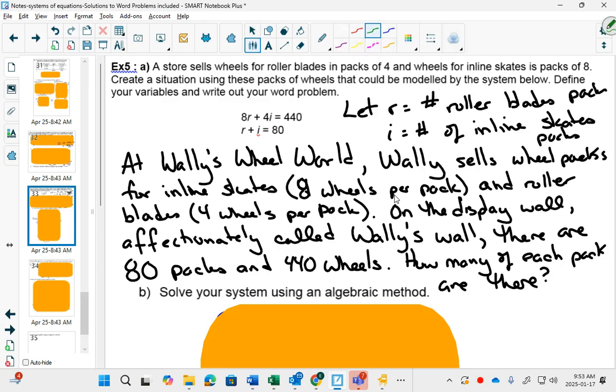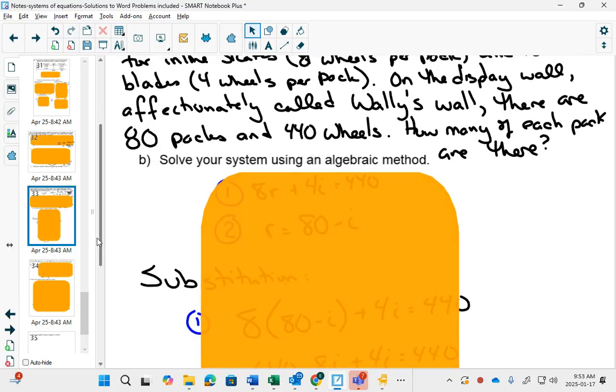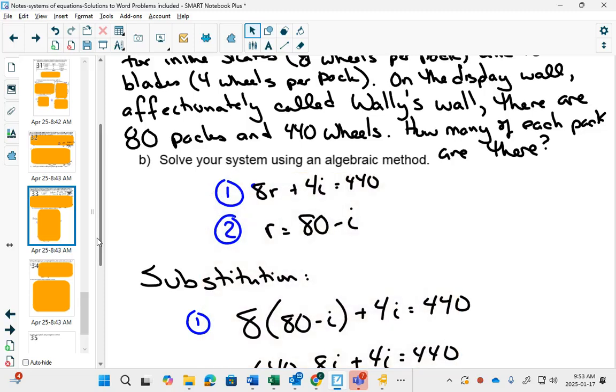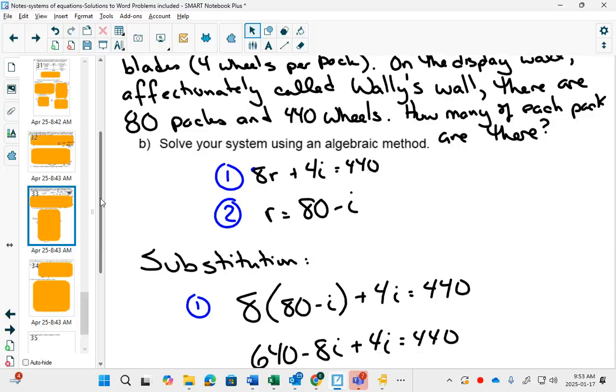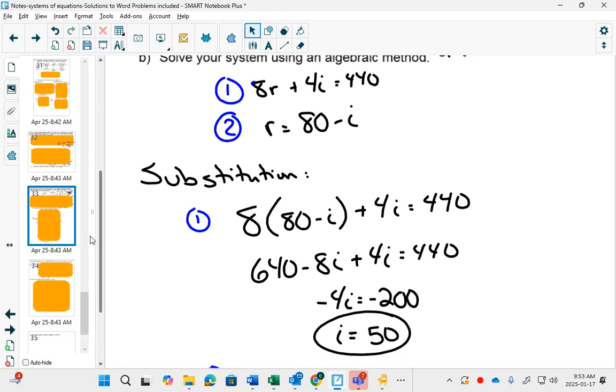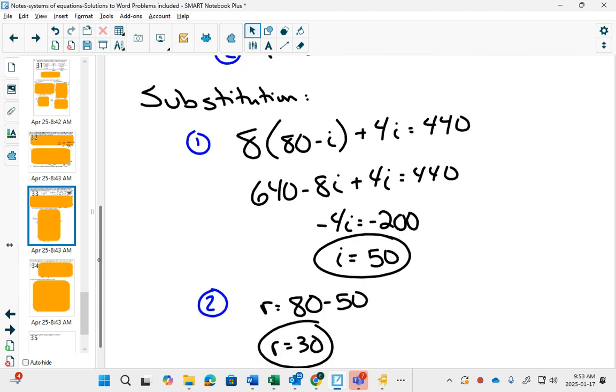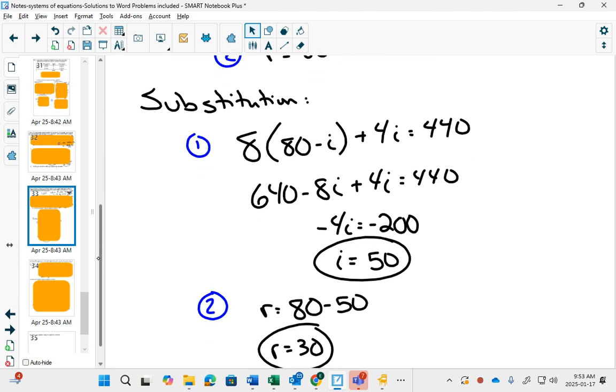And technically, if we wanted to correct this, all we'd have to do is put arrows here and somehow make R the inline skates and I the roller skates, but that's really confusing that the letters are mixed up. So we'll pretend that everything was fine. And now we can solve it. So I decided to use substitution because it was really easy to get the R by itself and substitute that in. And then you get your solution for both I and for R.